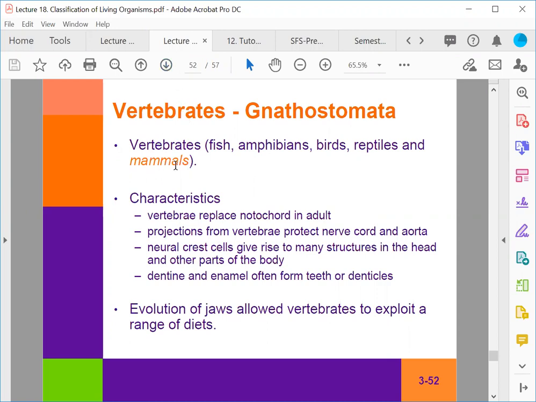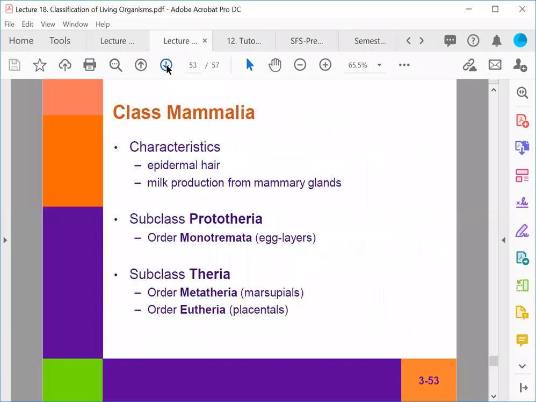All right, we're going to look just at the mammals a little bit more closely to finish off. So, class Mammalia. Just two of the characteristics are shown here: the presence of epidermal hair and milk production from mammary glands. There are two subclasses as shown here: subclass Prototheria, which includes one order, the monotremes, and subclass Theria, which includes the marsupials and the true placental mammals.